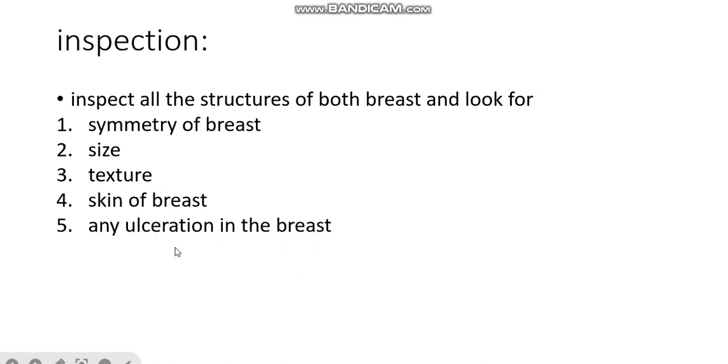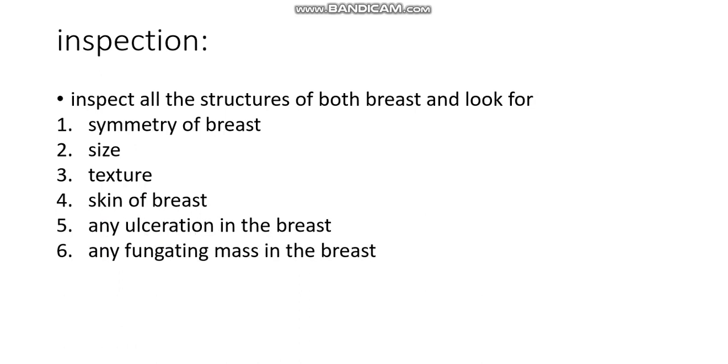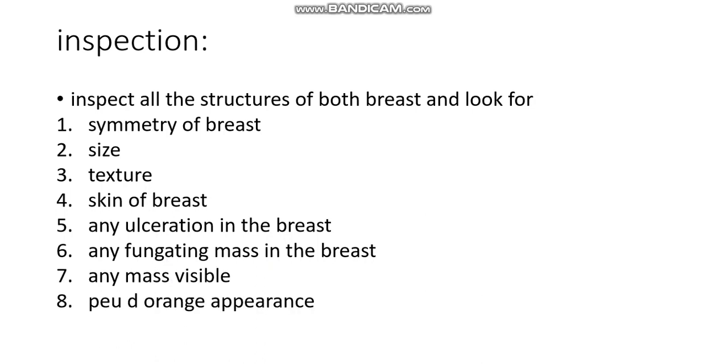If you find any ulcer, then you have to look at the margins of the ulcer and the base of the ulcer. Then any fungating mass. A fungating mass is basically a clue about malignancy, right? Then any visible mass, peau d'orange appearance, which I'll discuss later, and then any nodule. So you have to inspect all of these things, right?